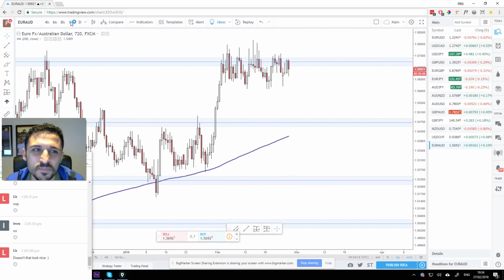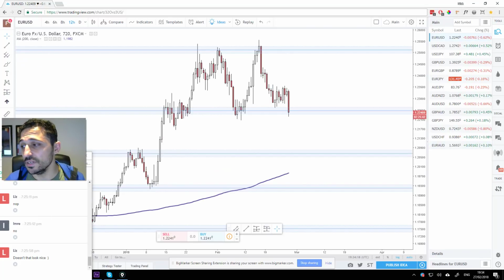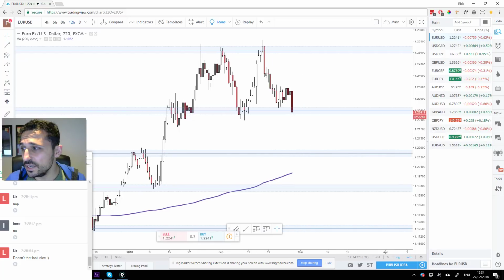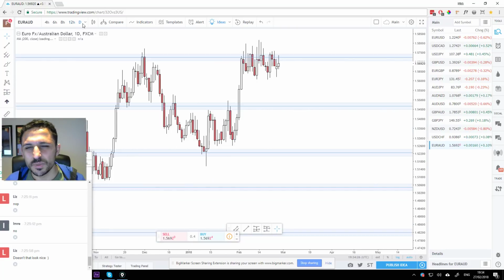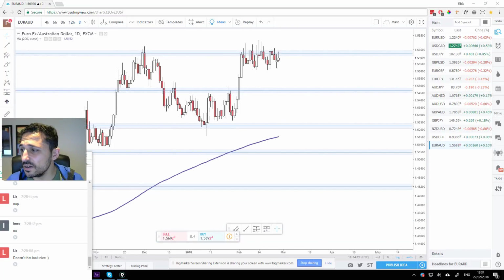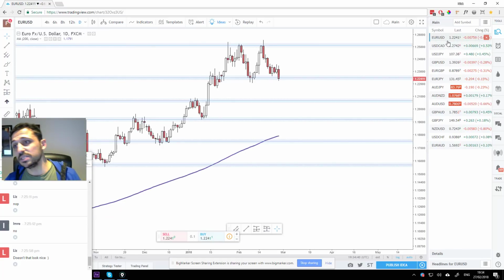Euro AUD. Euro AUD is just in this range on this resistance area, and it just won't get out of it. It's been ranging here for some time now, and it's just stuck. Just won't break out of it. Not something that I'm going to trade. Not something that I'm interested in trading. But we do have some setups today, guys.